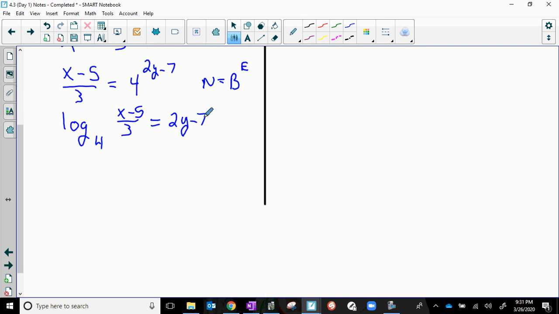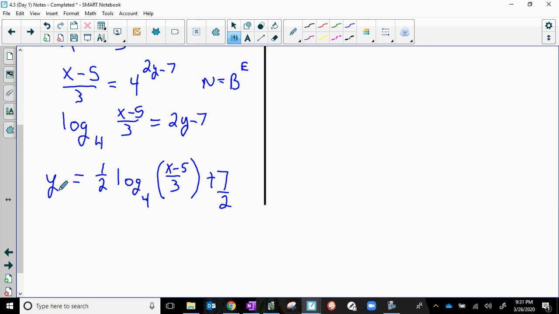Now we can finish up. So I'm going to take this log base 4 of the quantity x minus 5 over 3. The parentheses are important. And I'm going to add 7. And then I'm going to divide the whole thing by 2. So put a half here and divide by 2 here, distribute. And that gives me my y.